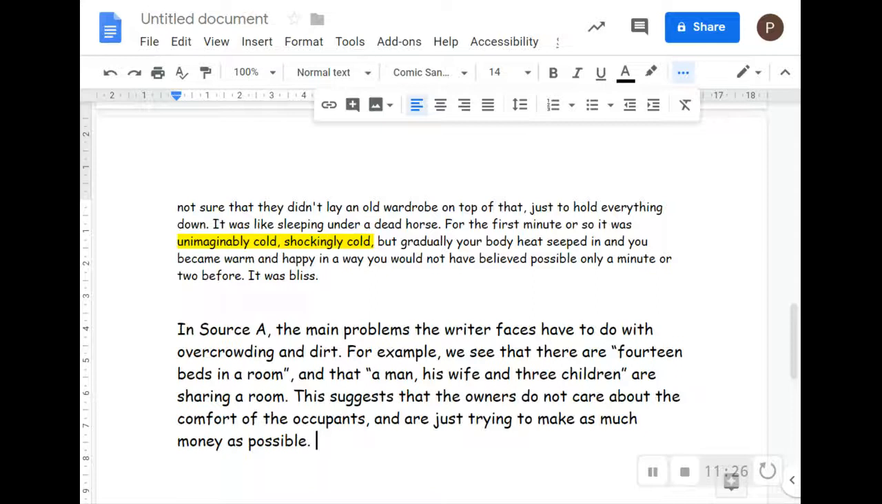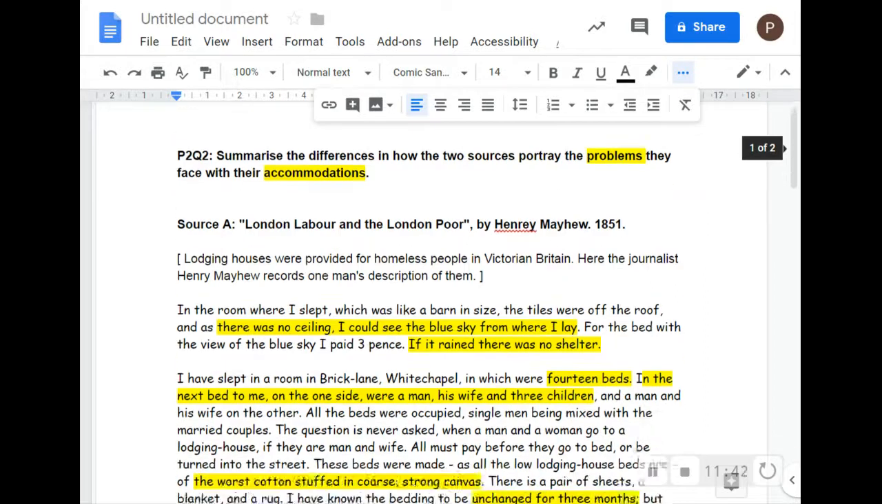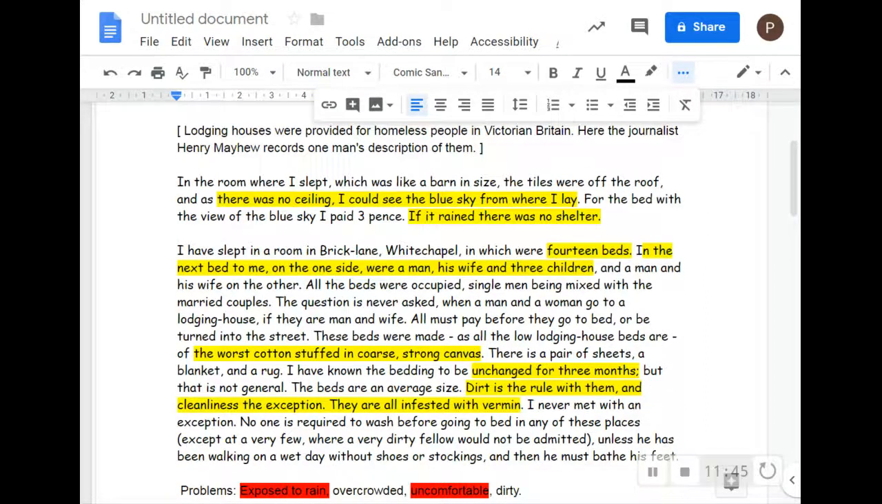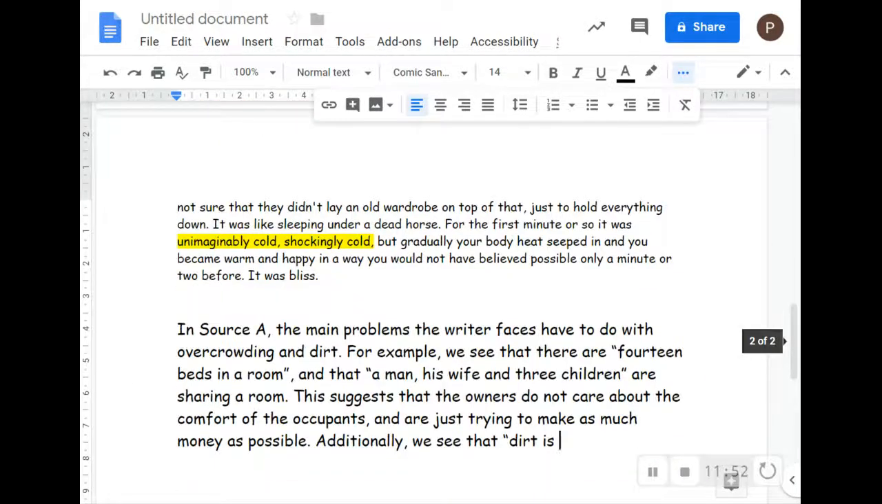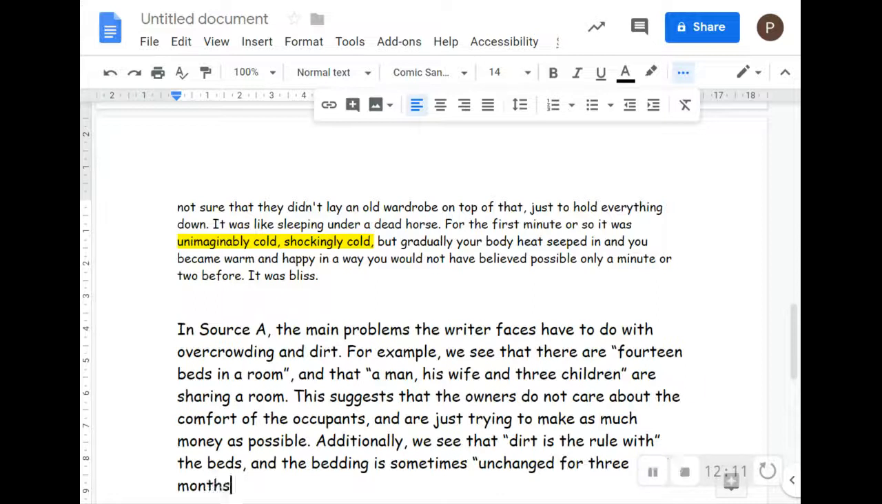Now, I also said they have a problem with dirt, and if I talk about something in my point, I do have to back it up with evidence, and I do have to explain it. So, additionally, we see that, what's a good quote here? Dirt is the rule with beds, and the bedding is sometimes unchanged for 3 months.